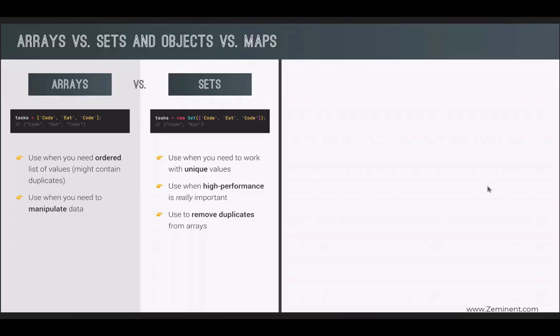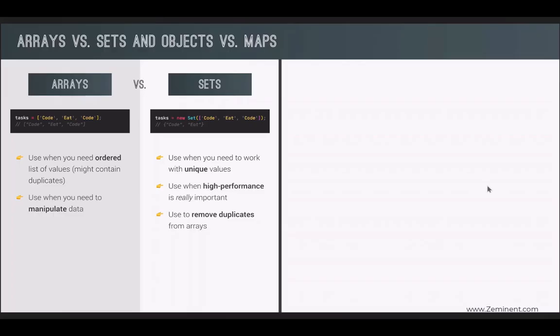Okay, but now let's talk about the built-in data structures. So you already know at this point how to use all of them, but it's important to know when to use them. So starting with arrays versus sets, we already know that we should use them for a simple list of values, so we do not need to describe the values. Now you should use arrays whenever you need to store values in order and when these values might contain duplicates. So as you already should know, we should use arrays when you need to manipulate data because there are tons of useful array methods.